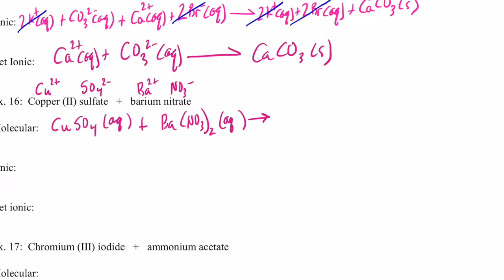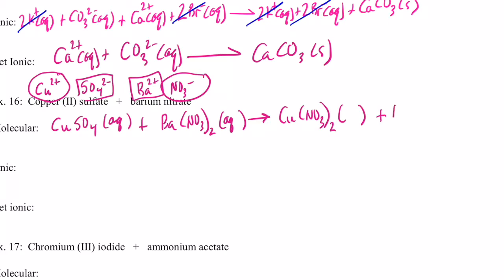Okay, double replacement. So the copper will get together with the nitrate. So copper's 2 plus and nitrate's 1 negative, so that's Cu(NO3)2. I'll leave the parentheses blank for just a moment. And then barium gets together with sulfate. Barium's 2 plus and sulfate's 2 negative, so that's BaSO4.